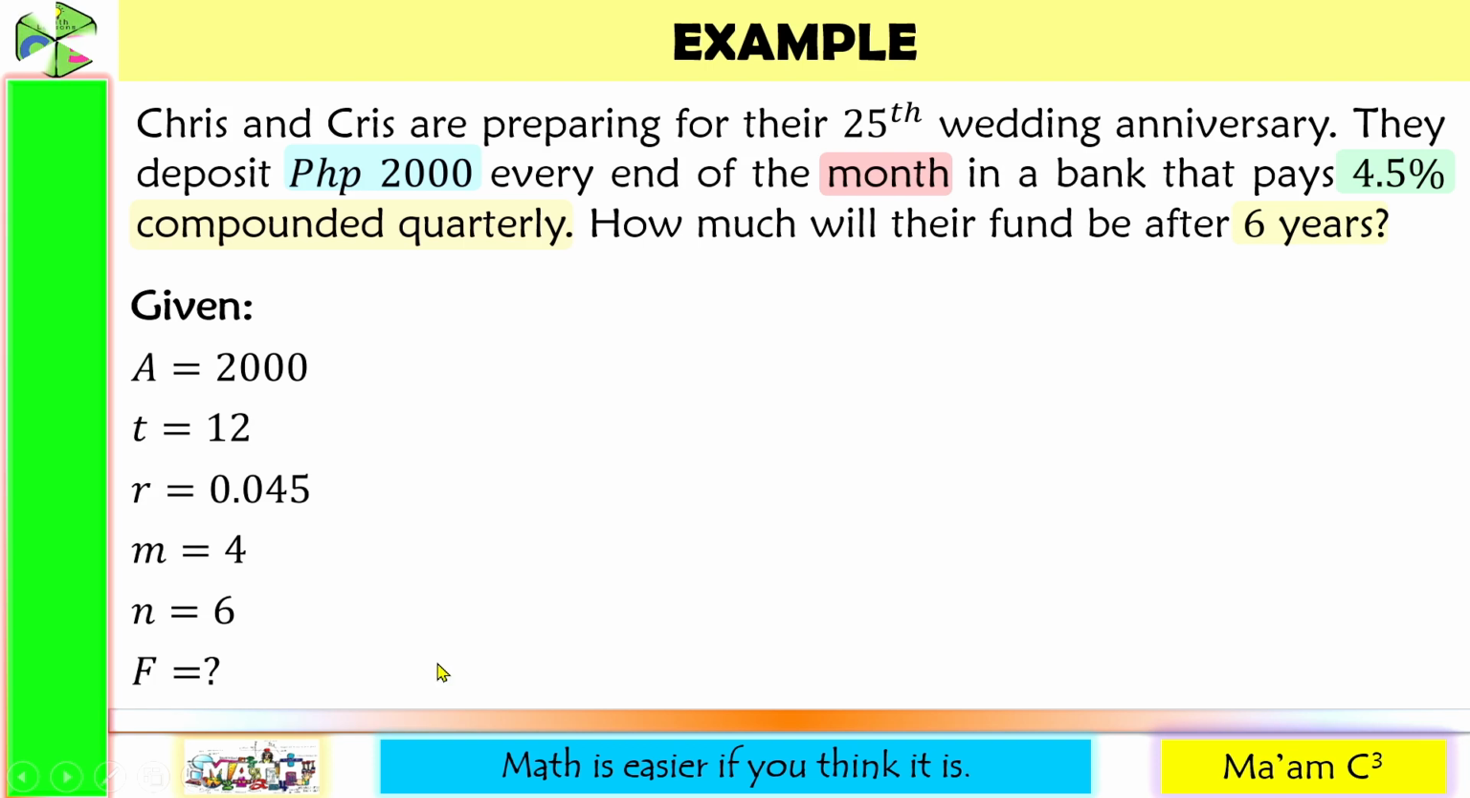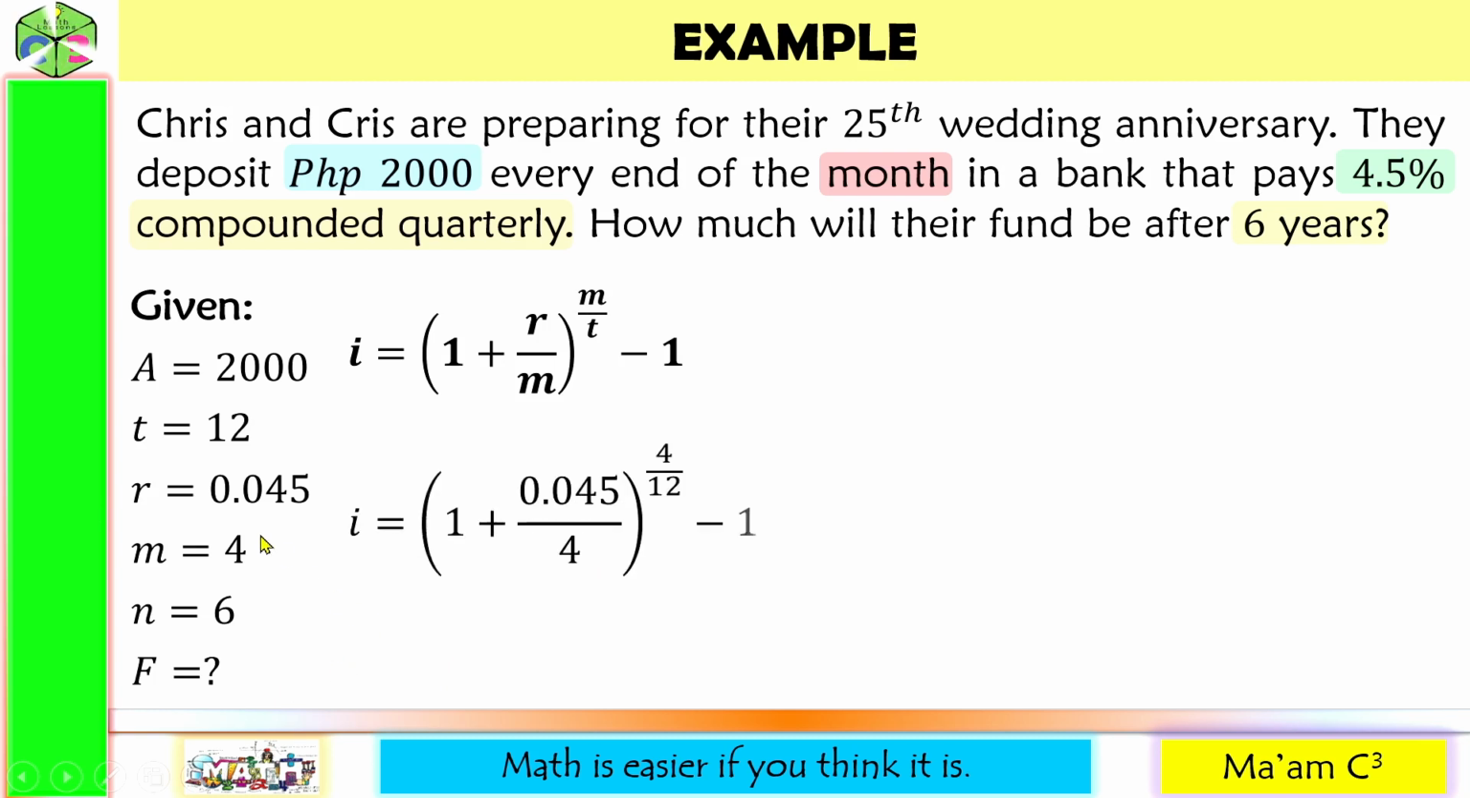First thing to do is to solve for the value of I. Let us substitute our values here. Our R is 0.045. Our M is equal to 4. M again is equal to 4. And our T is equal to 12. Let us use our calculator to solve this.